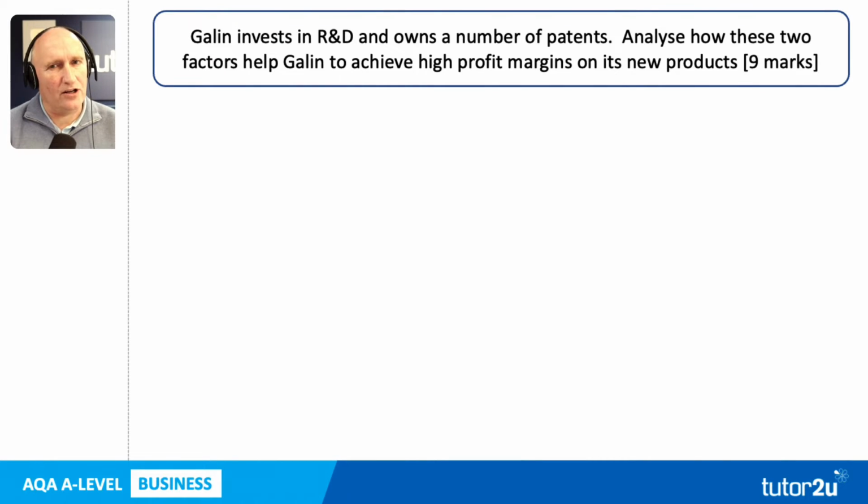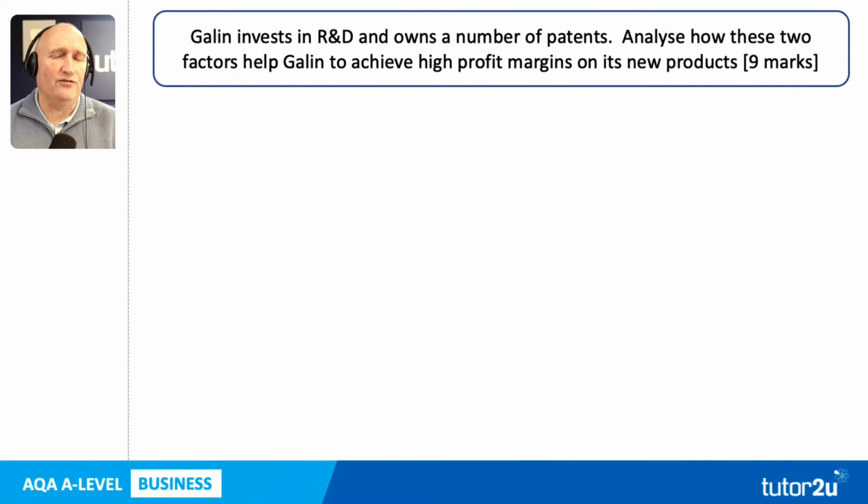Hi there. Let's take a look at another past exam question. This one's a paper 2 question, and it's about a case study business called Galen. And we'll take a look at the case study information in a second. First of all, there's a question on the screen. Galen invests in R&D, research and development, and owns a number of patents. Analyze how these two factors help Galen achieve high profit margins on its new products.